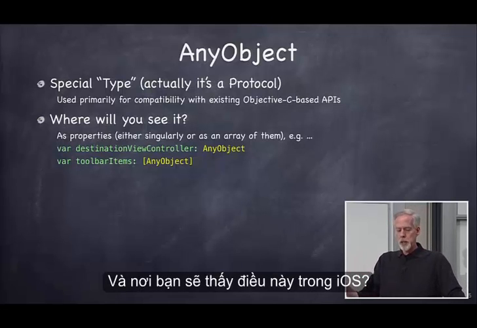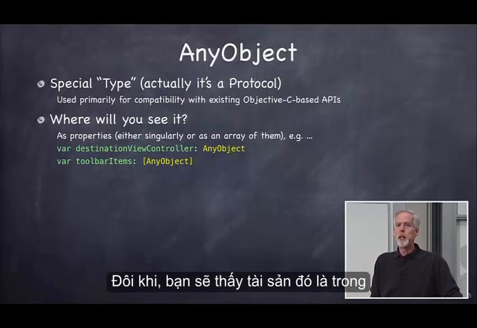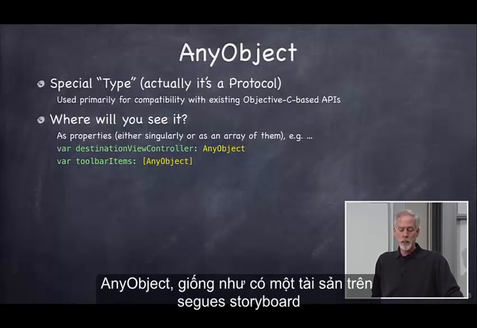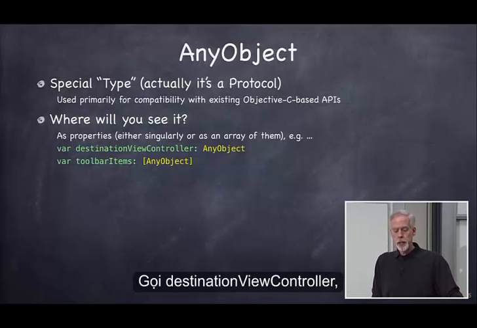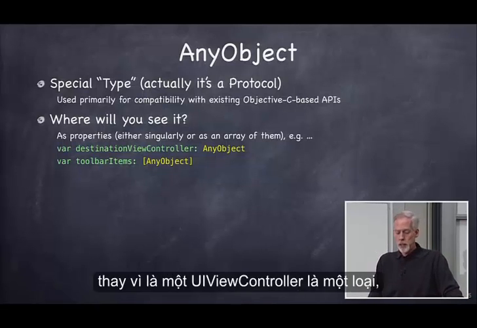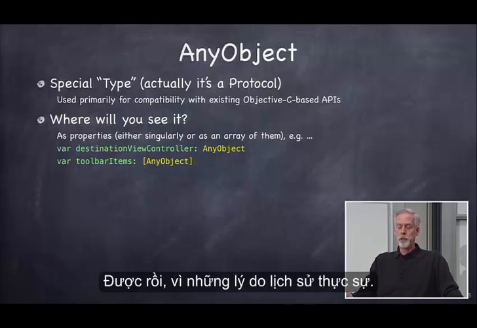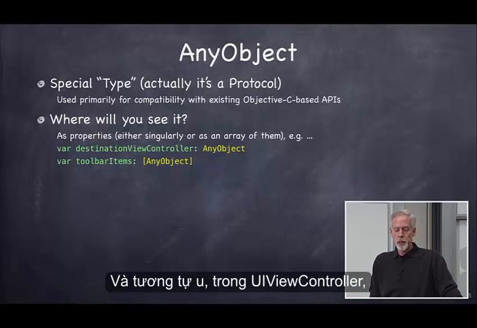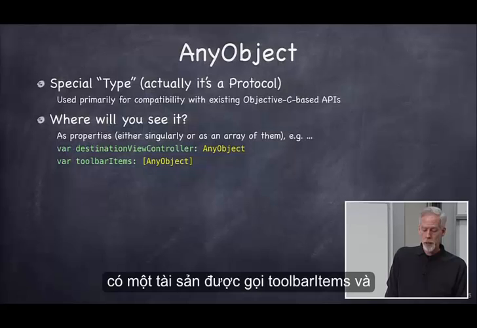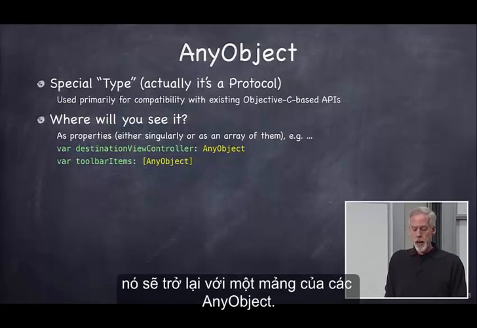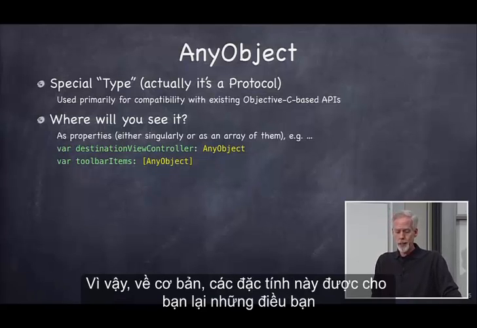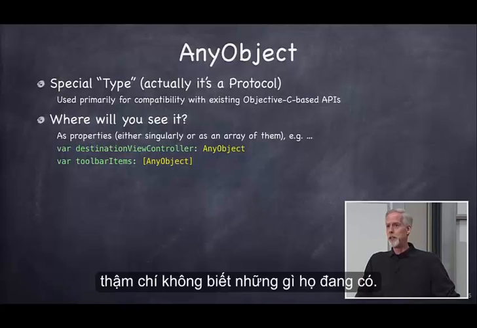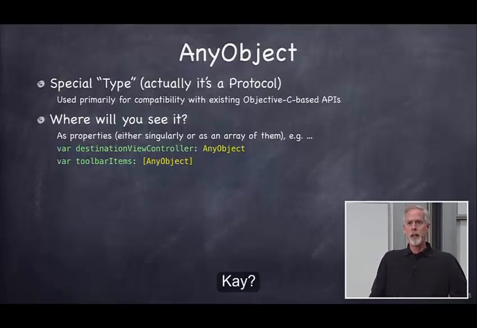And where will you see this in iOS? Sometimes you'll see properties that are AnyObject, like there's a property on storyboard segues, which we're going to talk about next week, called destinationViewController. Instead of being a UIViewController, it's an AnyObject, okay, for historical reasons, really. And similarly, in UIViewController, there's a property called toolbarItems, and it returns an array of AnyObject, okay? So basically, these properties are giving you back things you don't even know what they are, okay?